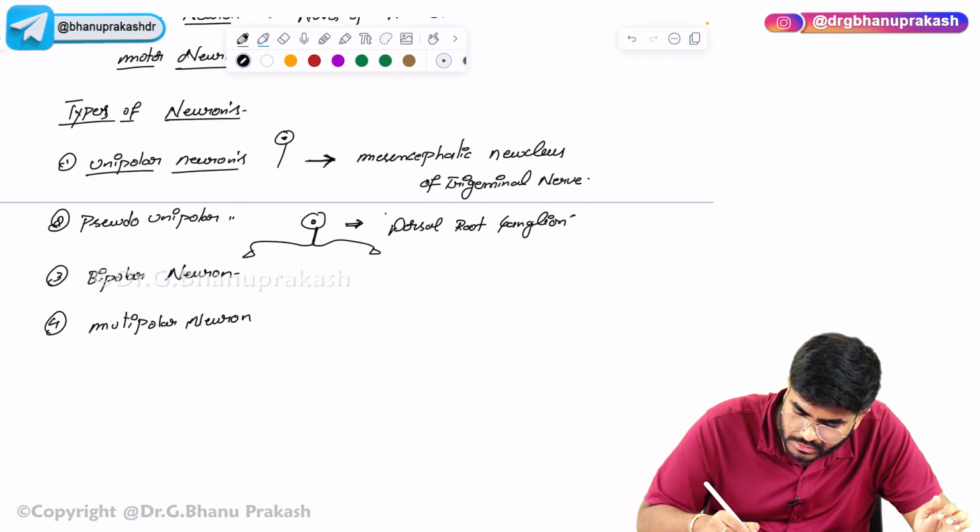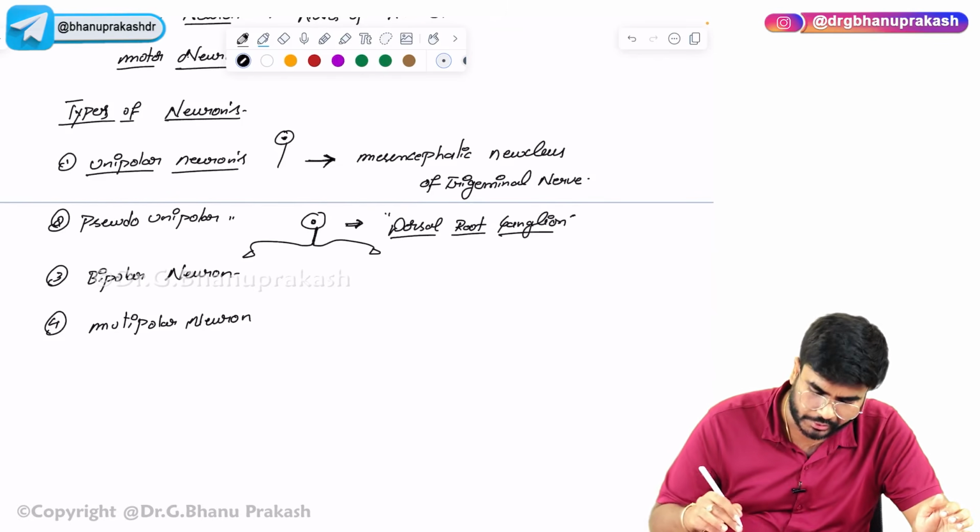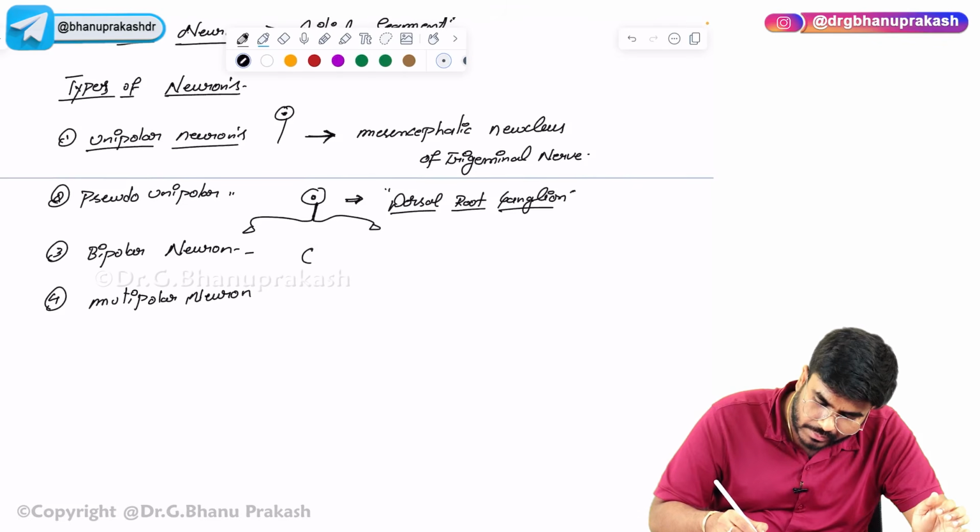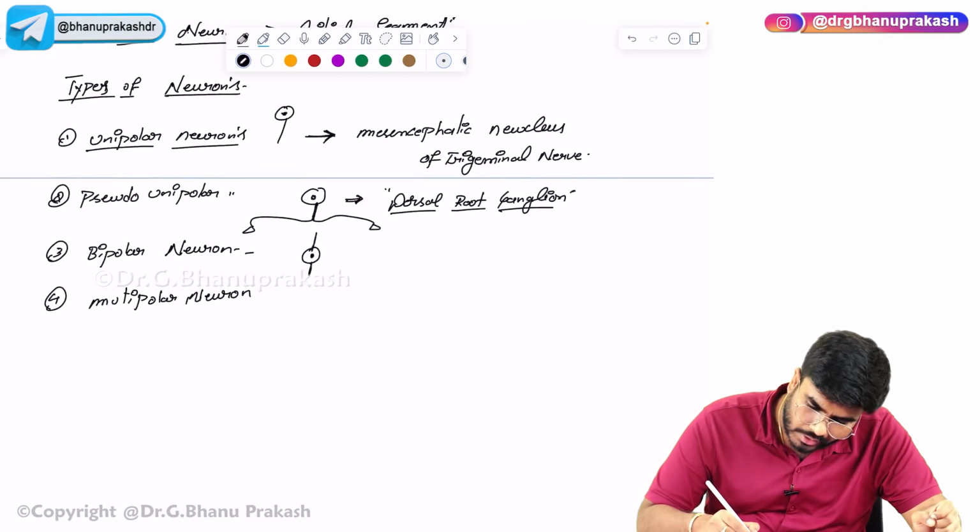The sensory neurons in the dorsal root ganglion are examples of pseudo unipolar neurons. Bipolar neurons, for example, have one cell body and two axons coming out like this. So bipolar neurons are present in the retina.